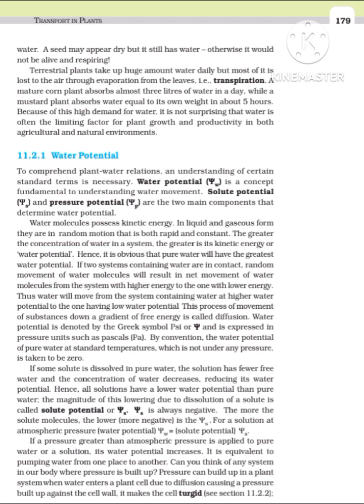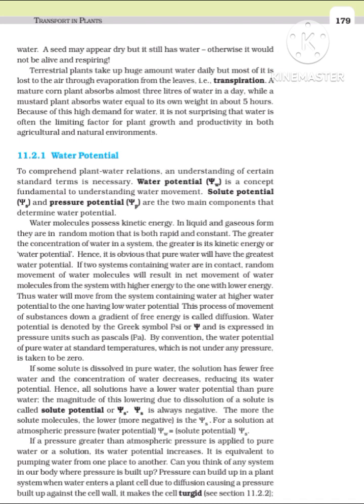1.2.1 Water potential. To comprehend plant-water relations, an understanding of certain standard terms is necessary. Water potential, psi, is a concept fundamental to understanding water movement. Solute potential, psi-S, and pressure potential, psi-P, are the two main components that determine water potential.